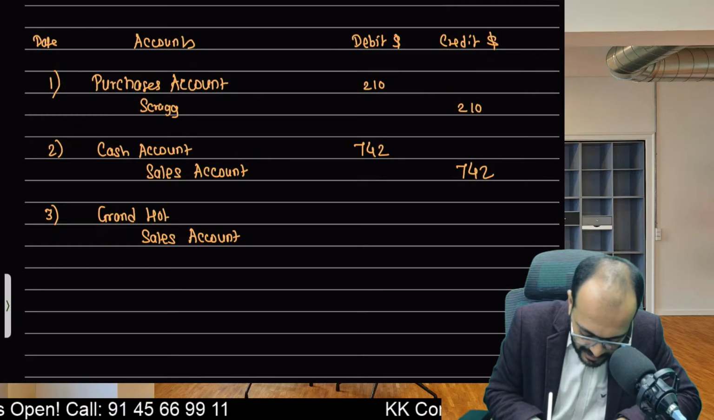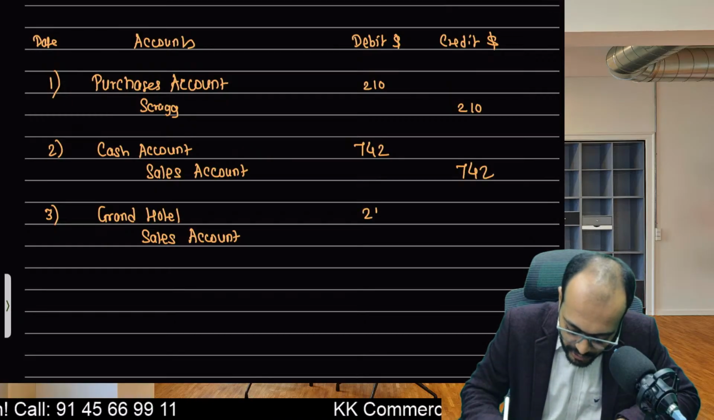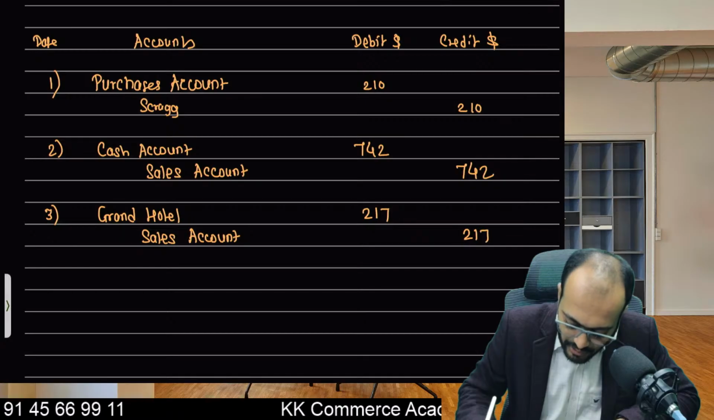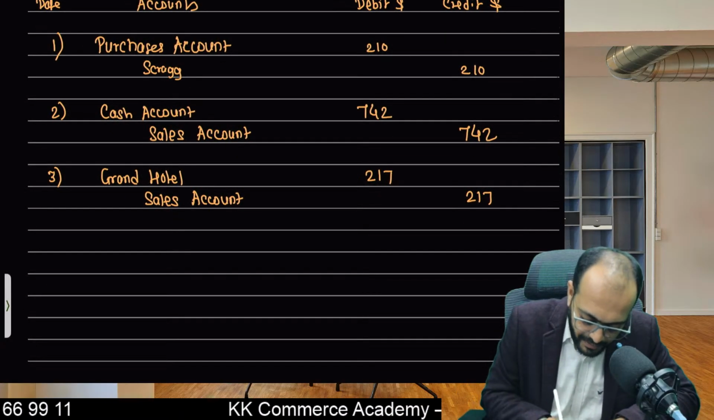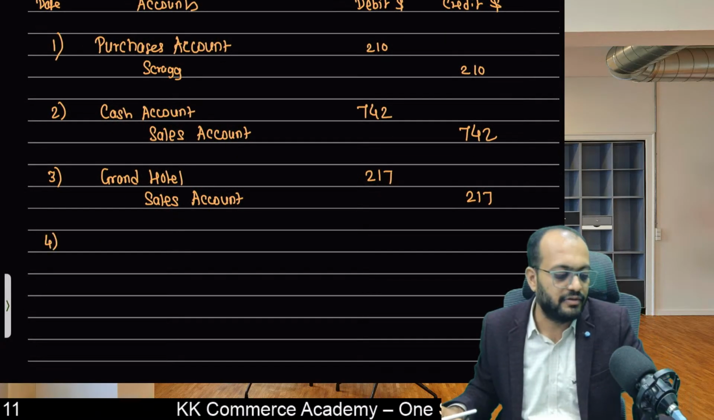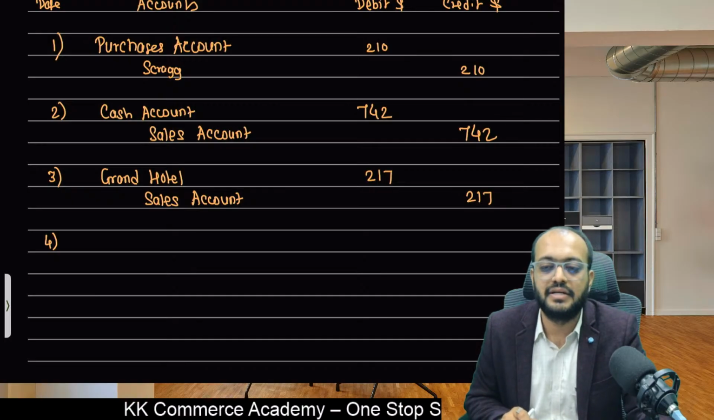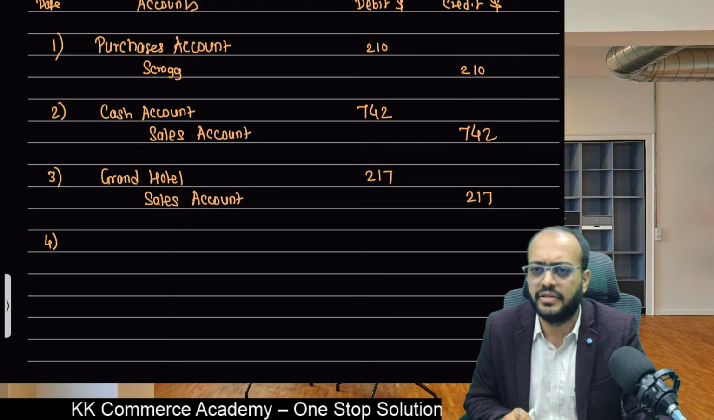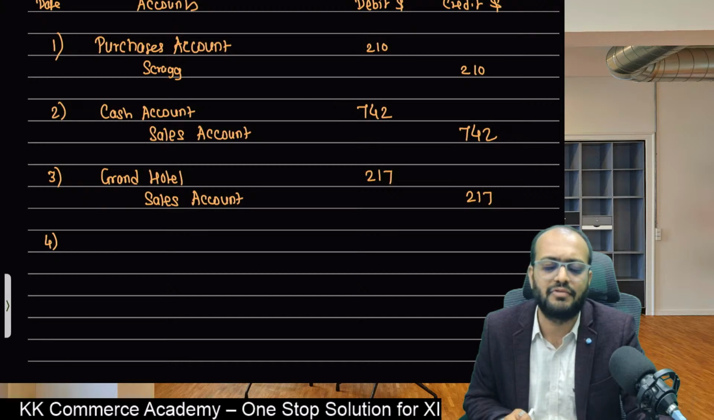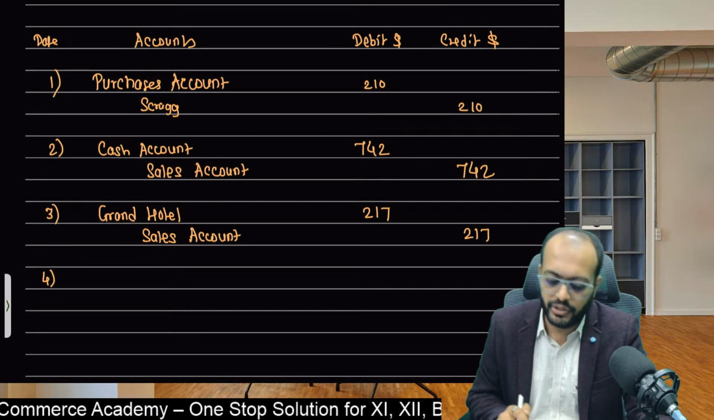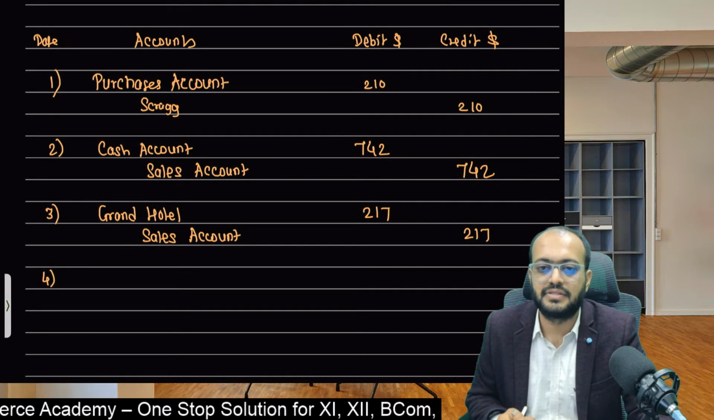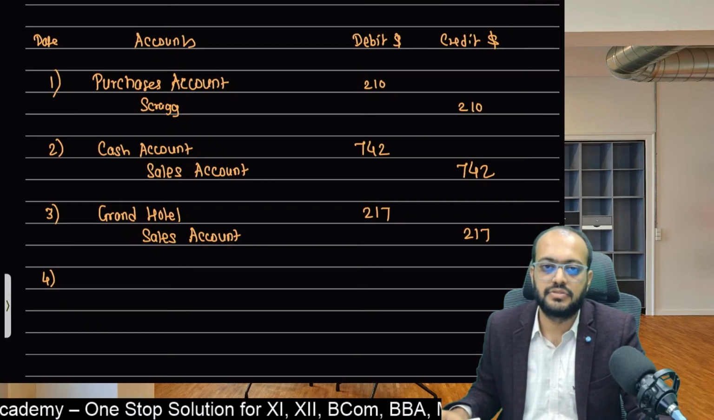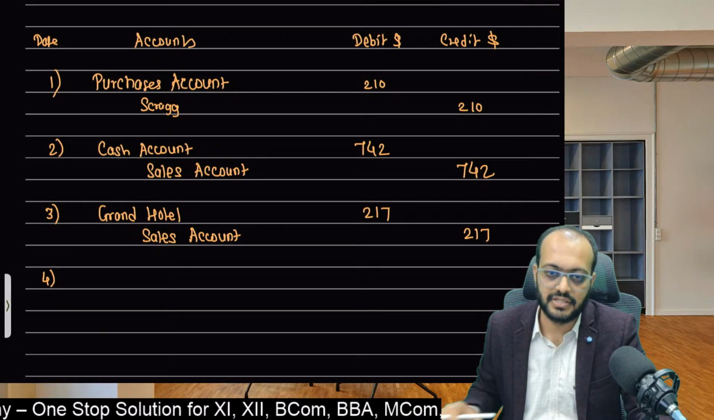Grand Hotel account. No need to write "account" because this is a personal account. Even though it is not the name of an individual, if it is the name of any university, college, school, hospital, hotel, whatever, these are all personal accounts, and there is no need to write "account" if it is a personal account.